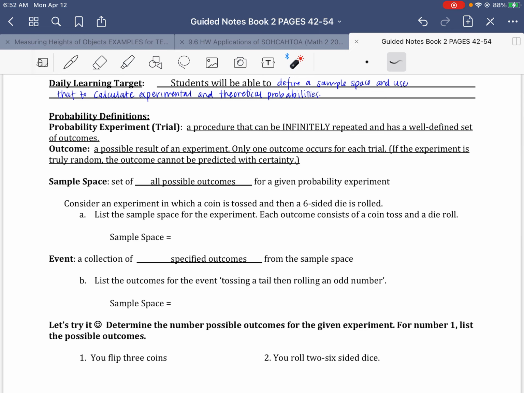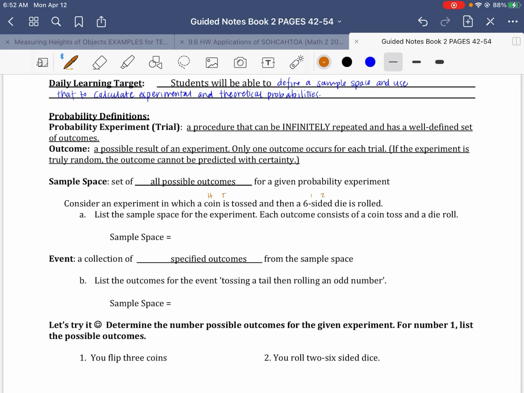So let's just look at this in a specific example. Consider an experiment in which a coin is tossed. Again, this can be infinitely repeated, and then a six-sided die is rolled. Okay, list the sample space for the experiment. So two things are occurring here, so we think about outcomes that could occur. On a coin, there are two sides. You've got your heads and you've got your tails, so either of those could be involved.